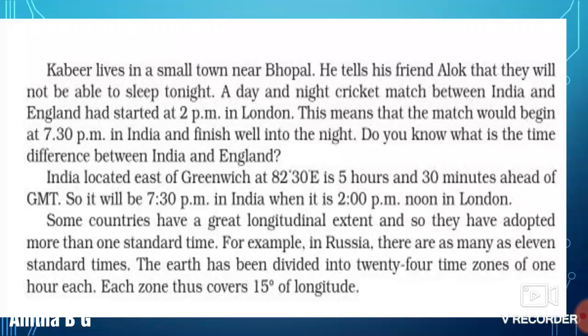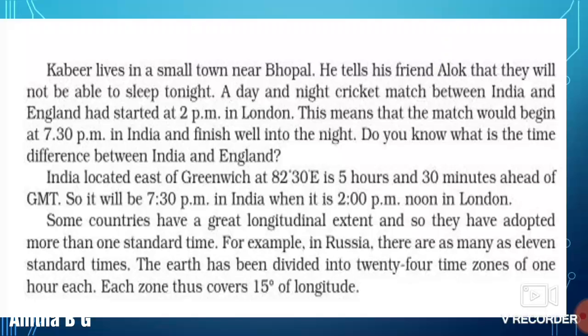India, located east of Greenwich at 82.5 degrees east, is 5 hours and 30 minutes ahead of GMT. So, it will be 7:30 p.m. in India when it is 2 p.m. in London. If the time is 7:30 p.m. in India, in London it will be 2 p.m.